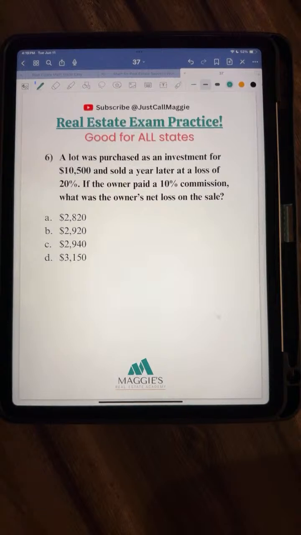Number 6. A lot was purchased as an investment for $10,500 and sold a year later at a loss of 20%. If the owner paid a 10% commission, what was the owner's net loss on the sale? Okay, so be careful with this one.